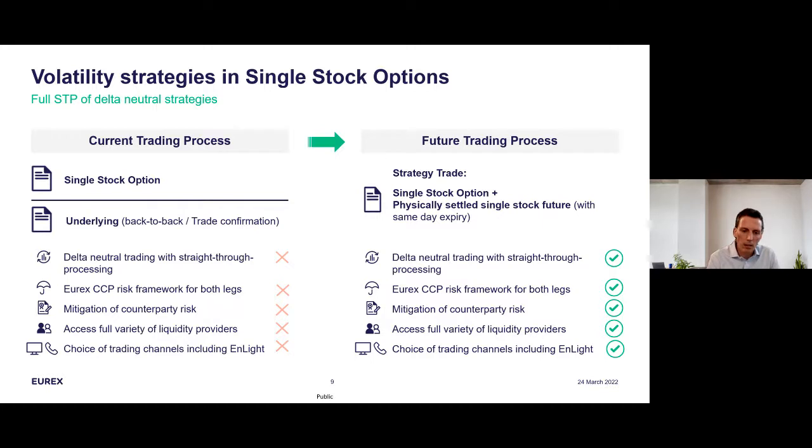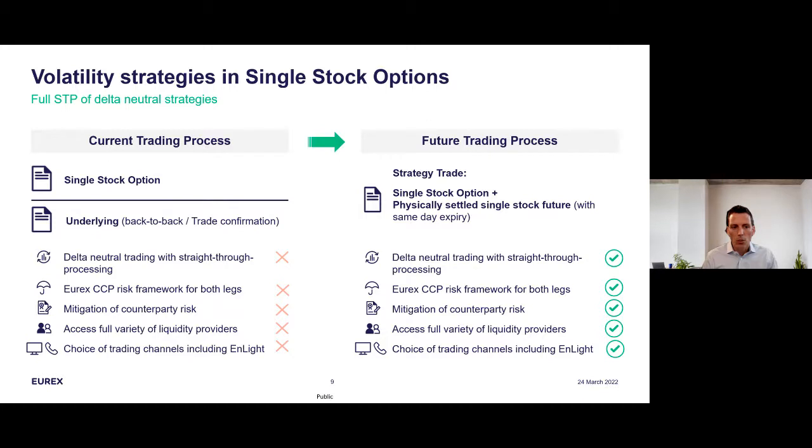So you get the underlying with the delivery of T+2, and that means also that you basically don't have any basis risk. You don't bear additional dividend risk or corporate action risk because it's the same day expiry. Everything is within the CCP, so it's a mitigation of counterparty risk. And in the end, you can access the full variety of liquidity providers, and you also choose where you want to trade, whether on-screen, via Enlight, or you keep it off book.